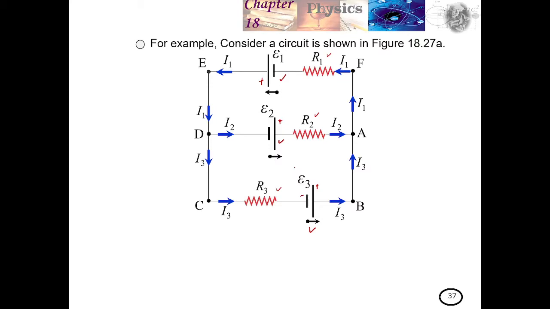So the first strategy is to determine the direction of the current that flows in the line of each battery or EMF. For the first line, you can see that the current flows in this direction. In the second line, because of the arrangement of the battery, the current is pushing to the right. And at the third line, the current is also pushing to the right.